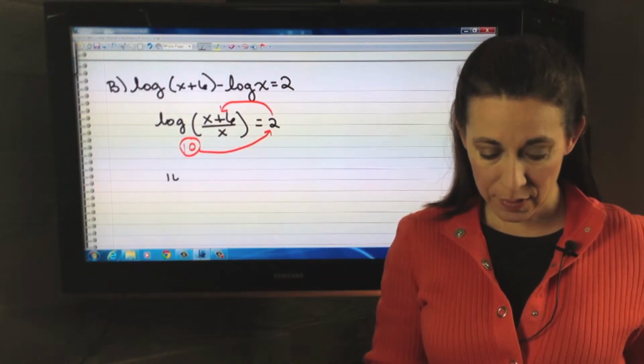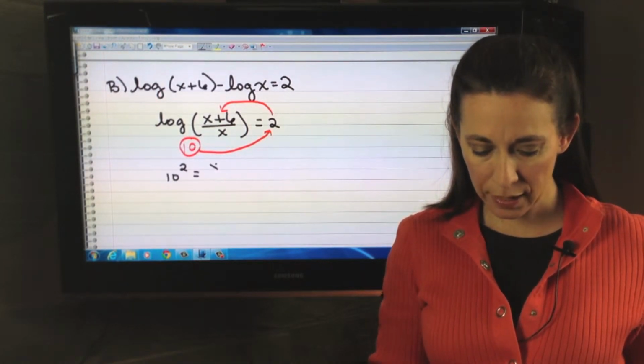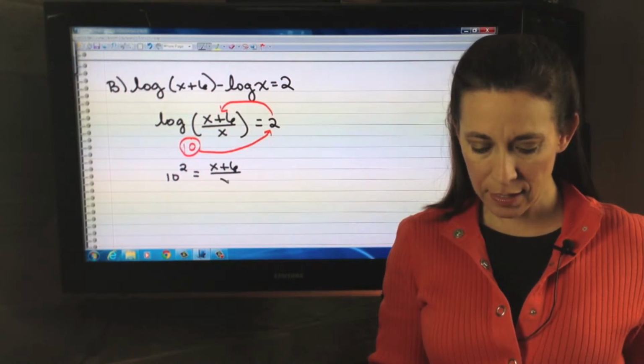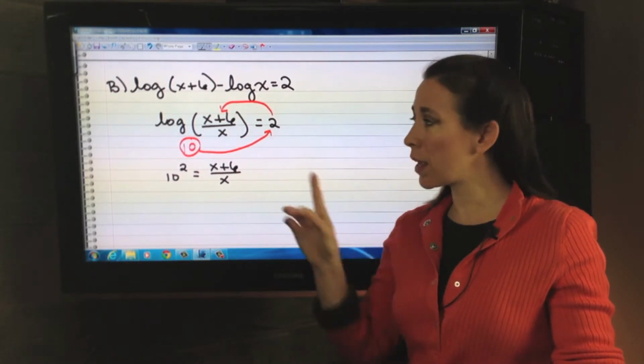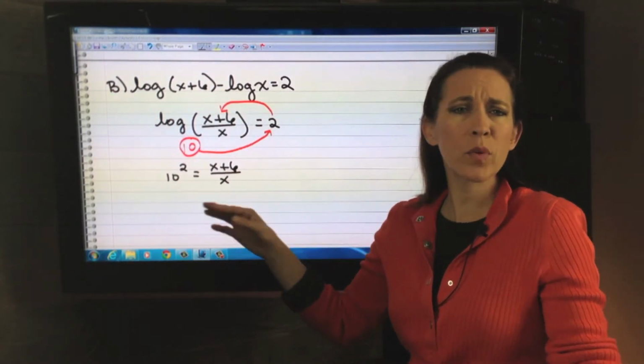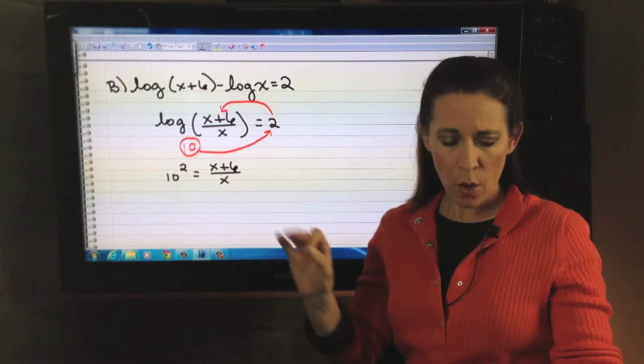So we have 10 squared equals x plus 6 over x. And this is when you start to wonder, am I doing it right? Because it looks a little complicated. But yes, you didn't end up with a linear or a quadratic. You got a rational. But that's okay.